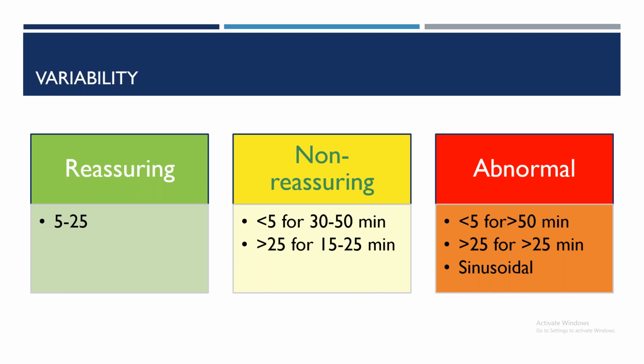So what is non-reassuring? When the variability is less than 5 for 30 to 50 minutes. Whenever you want to label the variability as non-reassuring, you have to wait for at least 30 minutes. So when this variability is less than 5 for 30 to 50 minutes, it becomes non-reassuring, and more than 25 for 15 to 25 minutes. Abnormal, as I told you, is very easy: 5 for 50 and 25 for 25, and any sinusoidal pattern.